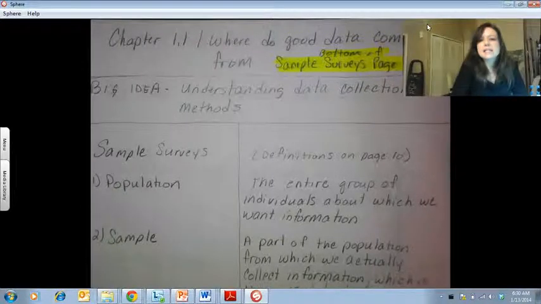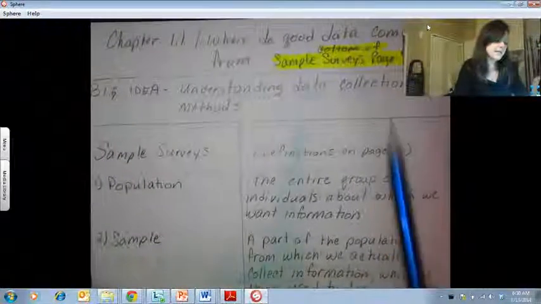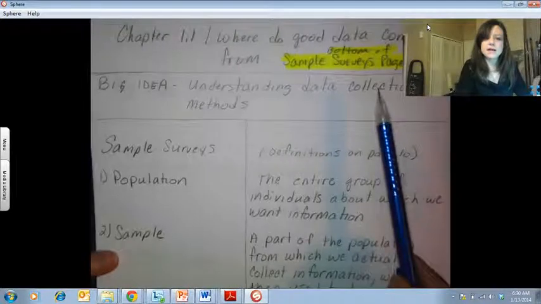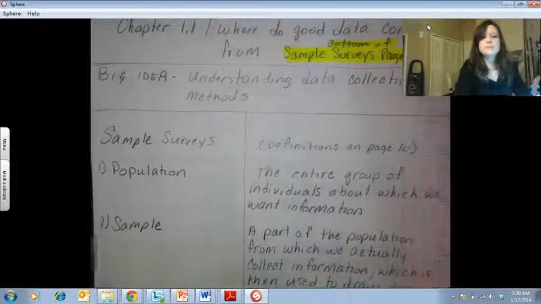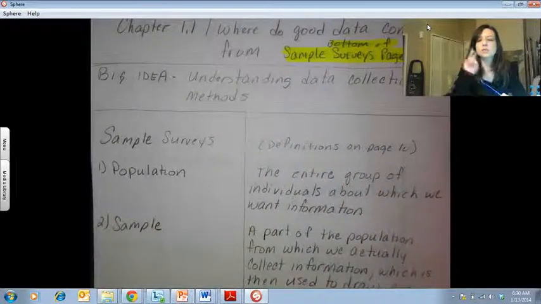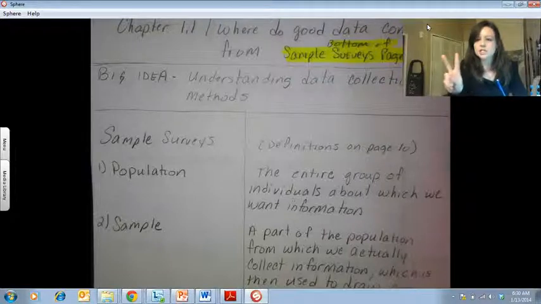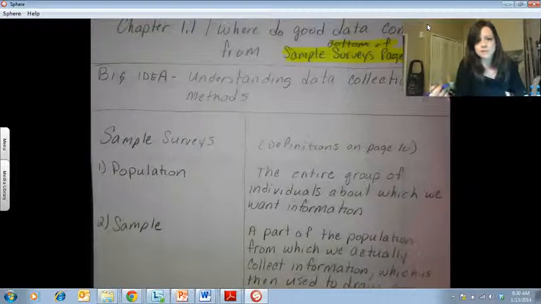The next data collection method that we look at are sample surveys. This is going to be at the bottom of page 9, right after observational studies. And sample surveys are going to deal with two different definitions you're going to need to know. One is going to be the population. What is the population you're going to be looking at? And the second part is the sample. What sample of that population do you look at?